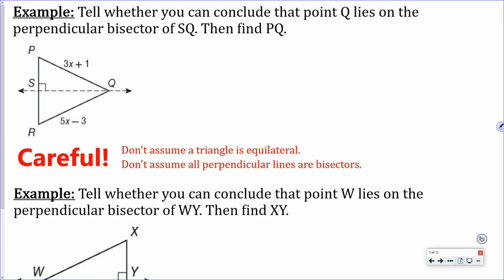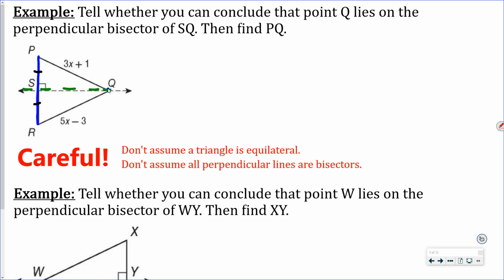Tell whether you can conclude that point Q lies on the perpendicular bisector of PR. Then find PQ. All right, so point Q is lying on a perpendicular bisector. So here I have segment PR, and this dashed line is asking you, is this a perpendicular bisector? Oh, are there markings here? I think I accidentally erased them last hour. I don't know how I did it, but I think I accidentally got rid of them. Okay.